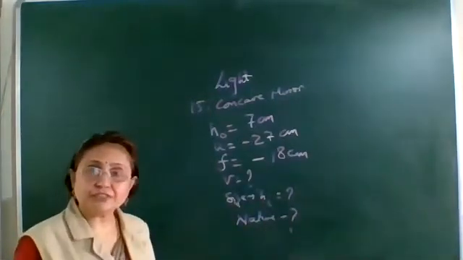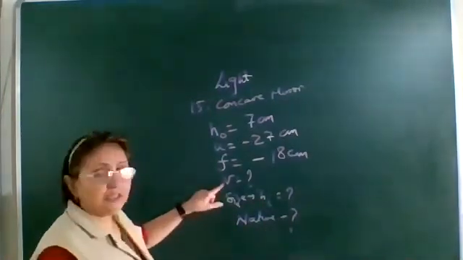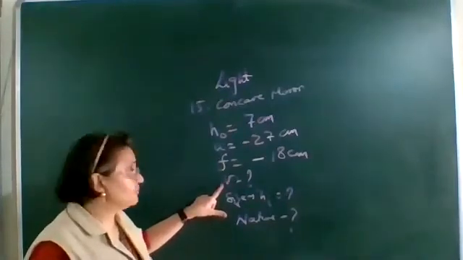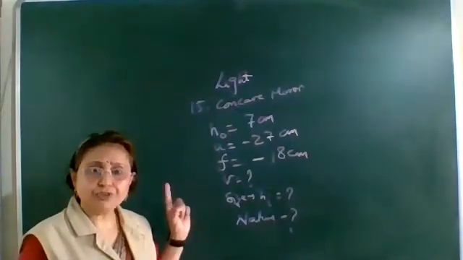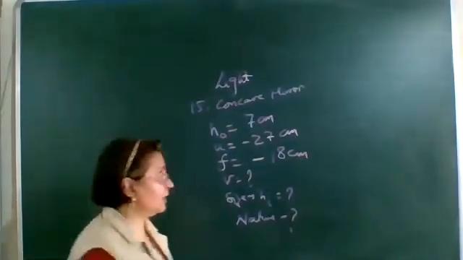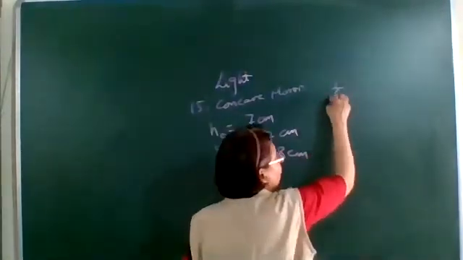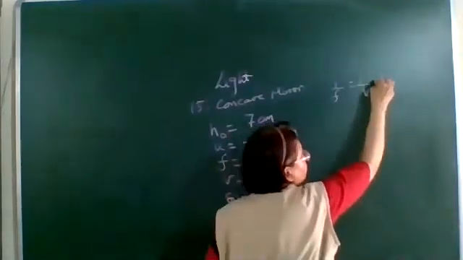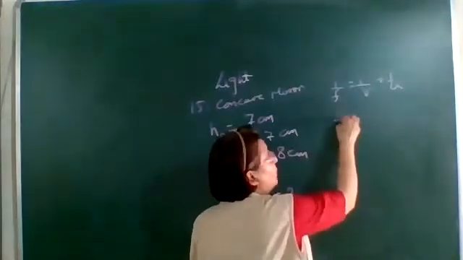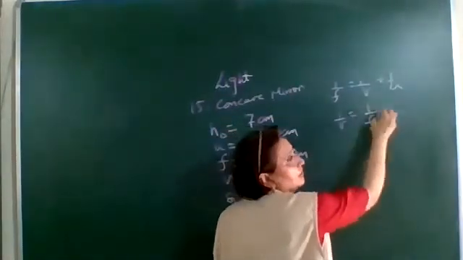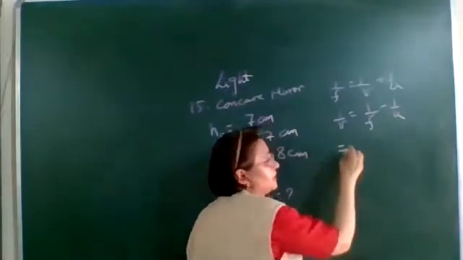Okay, so these are the three things which we have to find out. Now, in order to find out this v distance, f and u are given. So, which formula? Mirror formula. And the mirror formula is 1 upon f is equal to 1 upon v plus 1 by u. So, 1 upon v is equal to 1 by f minus 1 by u.